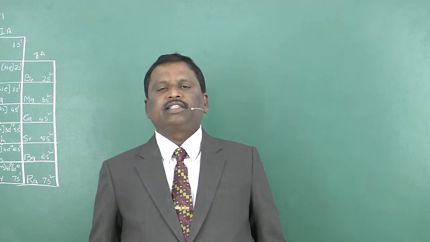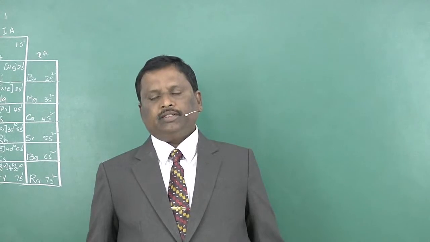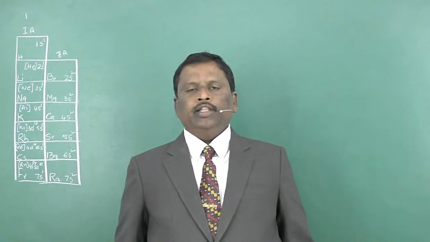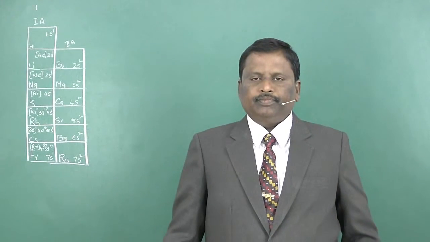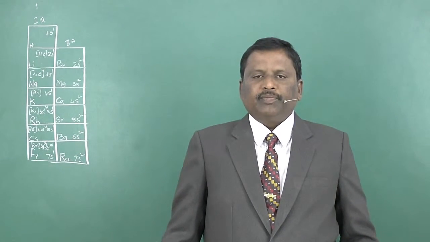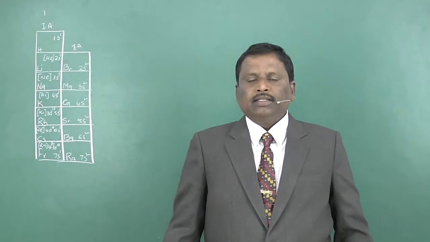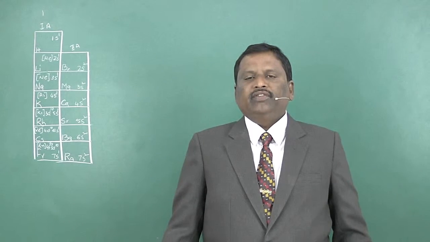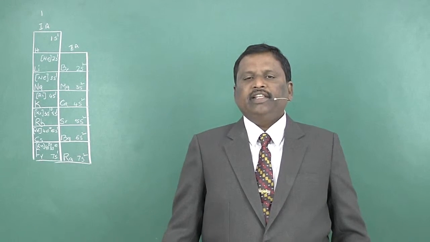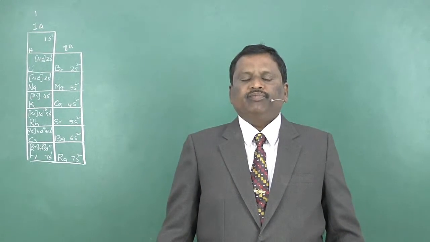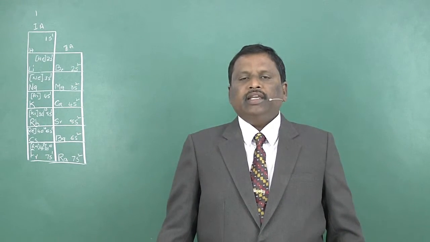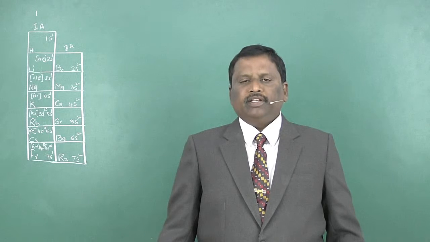Now, let us discuss about p block elements. In the periodic table, the last 6 vertical columns in IUPAC system, we named them as 13th, 14th, 15th, 16th, 17th and 18th groups. And in CAS system, they are designated as 3rd A, 4th A, 5th A, 6th A, 7th A and 0 group elements.